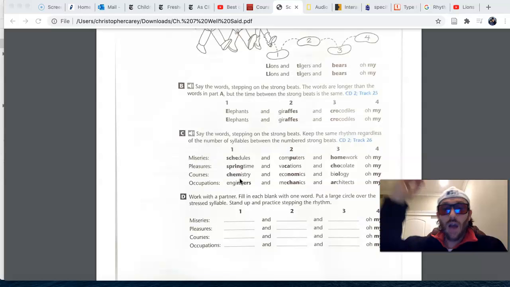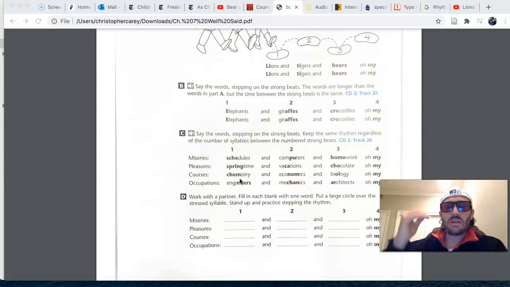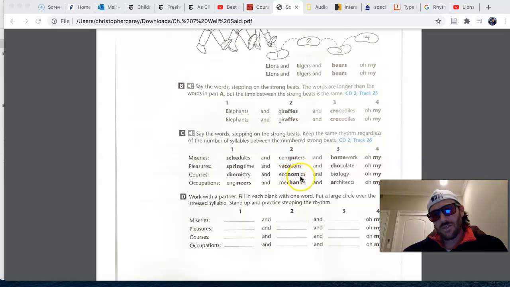Chemistry and economics and biology. Oh my. That one a little bit more tricky. Chemistry and economics and biology. Oh my. It doesn't really flow as well as these other ones, right? You have initial syllable stress here, syllable stress toward the middle for these other words. So I don't think it flows as clearly, but nonetheless keeps that same pattern.